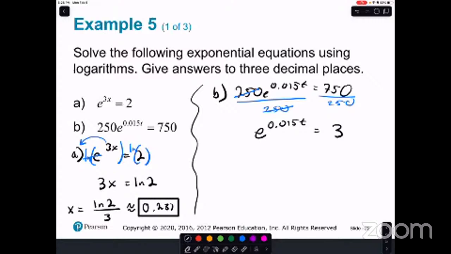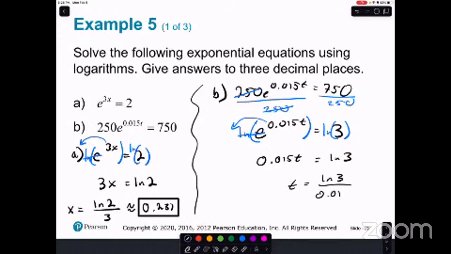Okay. So then if we want to get that out of the power, right, just like we did in part A, the inverse of e is going to be natural log. So we take the natural log on both sides. These are going to cancel. This allows us to bring this in front. So now at this point, we have 0.015 t. And on the right, we just have whatever that number is. So then ultimately, t is going to be whatever that number is divided by this. And then from there, we use a calculator.